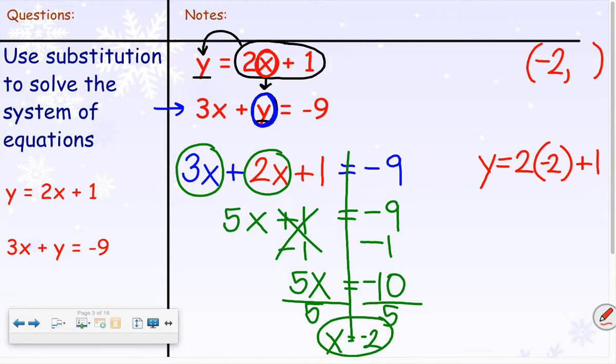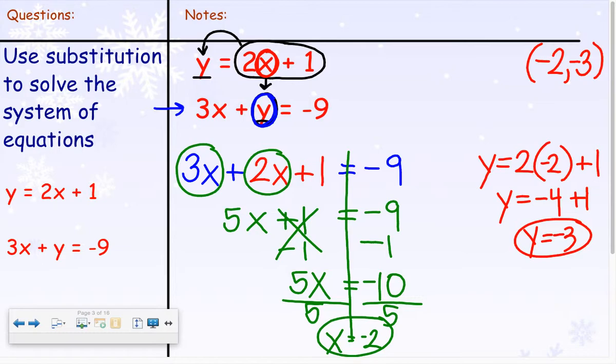Plus 1. So then if I solve that, 2 times negative 2 is negative 4. Negative 4 plus 1 is negative 3. Now I have my y coordinate. Now I'm done. So these lines intersect at the solution, negative 2, negative 3. So that's what this means. If you took those two equations and graphed them, they would intersect at negative 2, negative 3.